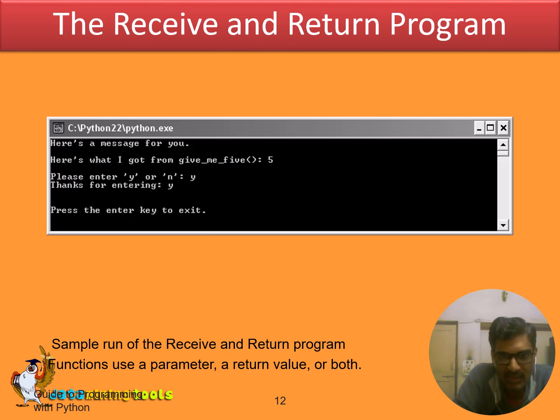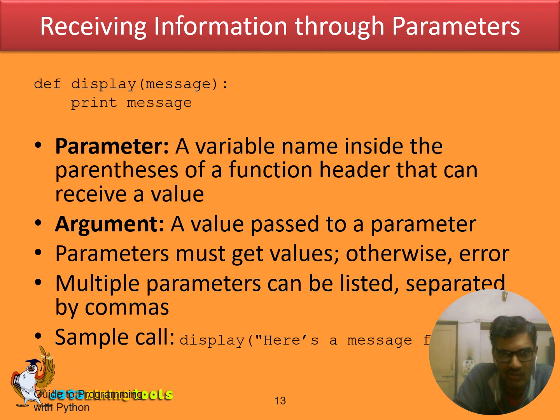Okay, so this is a simple example here, a sample run of receive. Here you say 5 and it asks you yes or no, and then it asks you to exit the program. It's a simple program. So what is the parameter? In this function, def display message, print message. In def display, in the parenthesis you see message. That is the parameter. When the function is called, it says display Python, and then it goes to the function display message. In that it prints Python, and here it takes the message as a string.